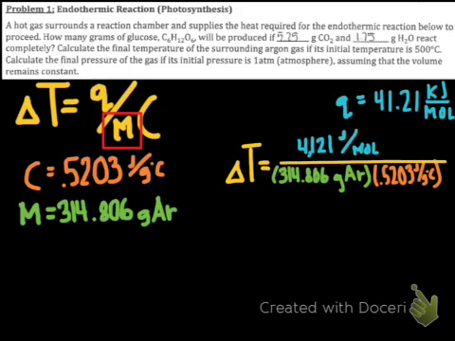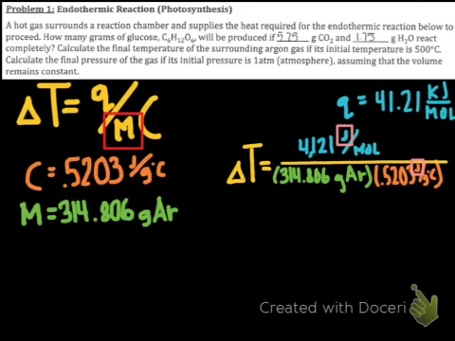So we have 4,121 joules per mole of glucose on top. Now on the bottom, we have 314.806 grams of argon times 0.5203 joules per gram times Celsius. Now, you may be wondering why I changed the 41.21 kilojoules to 4,121 joules. They're exactly the same, just one is, you could say, expanded. And I did that because the unit of joules was in the specific heat capacity of argon. So just to make life easier, I made the units the same so they could cross each other out.